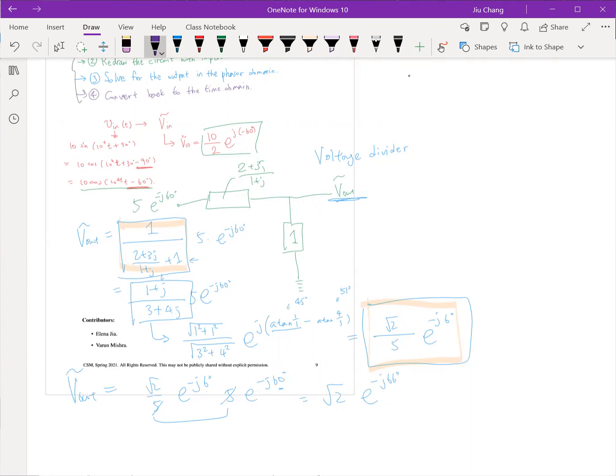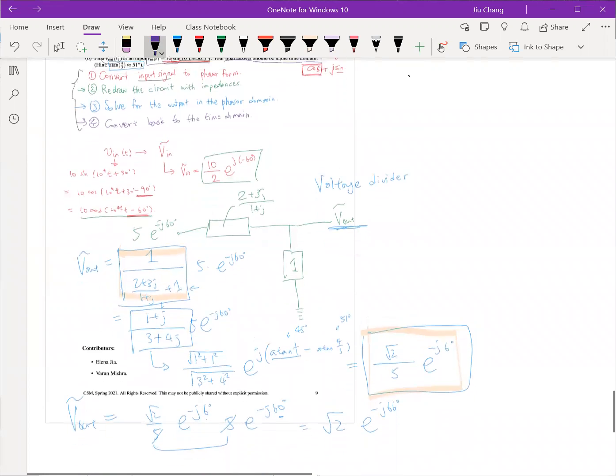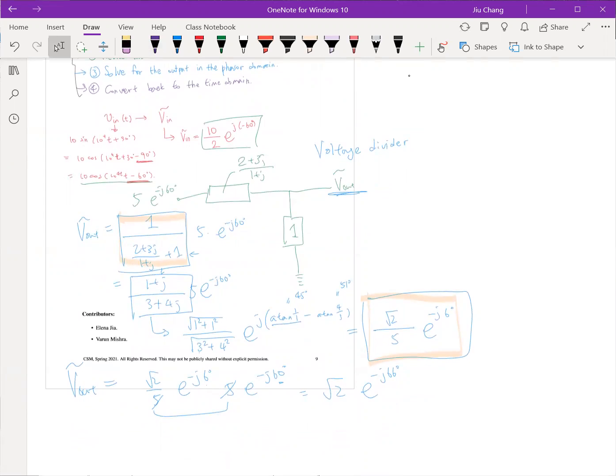Okay, for step 4, we should convert this back to the time domain because the answer is asking for the time domain specifically. You usually need to answer in the time domain because the input was given in the time domain. So this step is normally required even if they don't say it in the question.